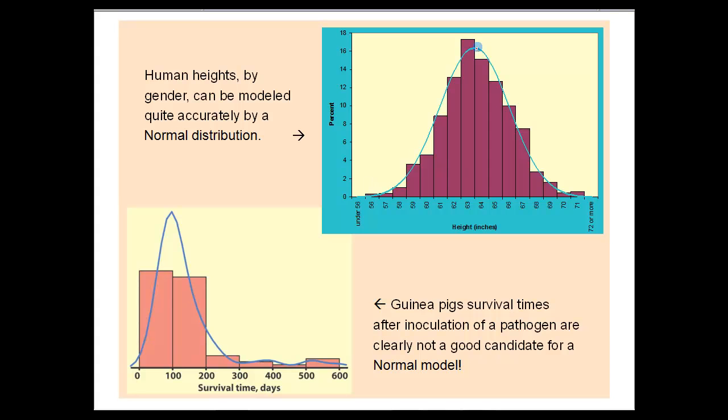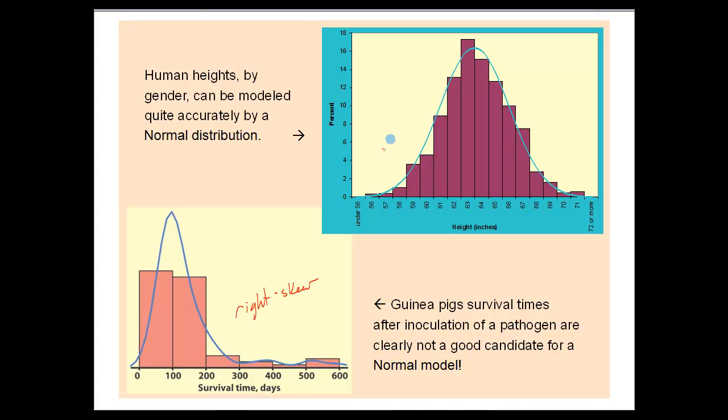Now it looks like the middle or the mean of this distribution is somewhere right around here, 63.5, 64, in that area. So we can see here that human heights, and again this is a particular gender, is modeled pretty closely with this nice normal curve. Now down here, this particular graph is right skewed.